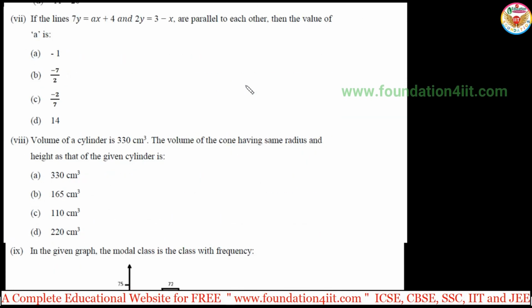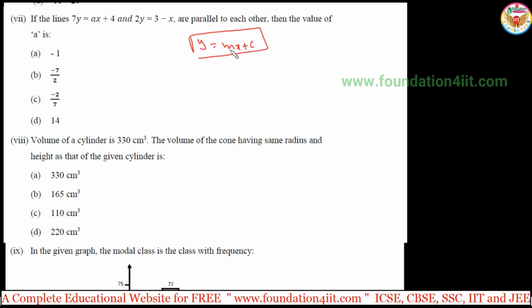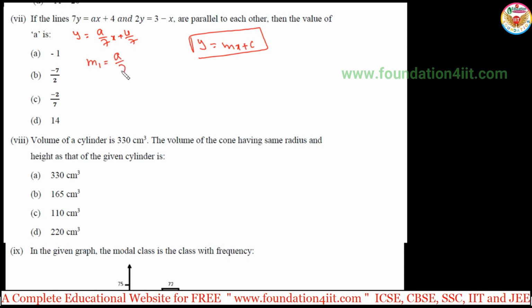And seventh one, if the lines 7y = ax + 4 and 2y = 3 - x are parallel to each other, then the value of a. When two lines are parallel to each other, then the slopes are equal. The slope: y = mx + c. In this general form, the x coefficient is the slope. We can convert these equations. 7y = ax + 4, then y = (a/7)x + 4/7. 7 take to this side, divide by 7. For this, m1 is a by 7.